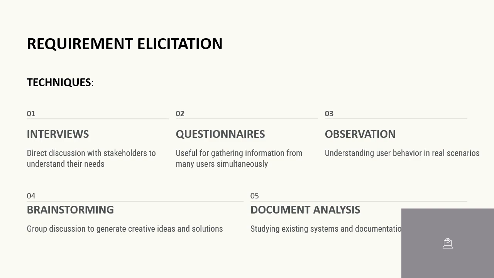The techniques for requirement elicitation. There are several techniques used to gather requirements. One common technique is interviews, where developers directly interact with stakeholders. Another technique is questionnaires, which is useful for collecting information from many users. We just send the questionnaires to however many users we need, they fill it and send it back. Observation is another technique where developers watch in a real-time scenario how users perform tasks. Brainstorming sessions help generate creative ideas.